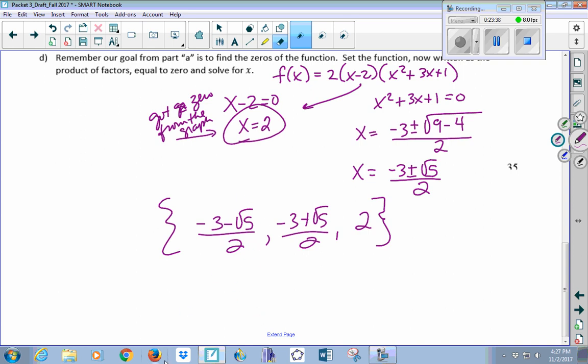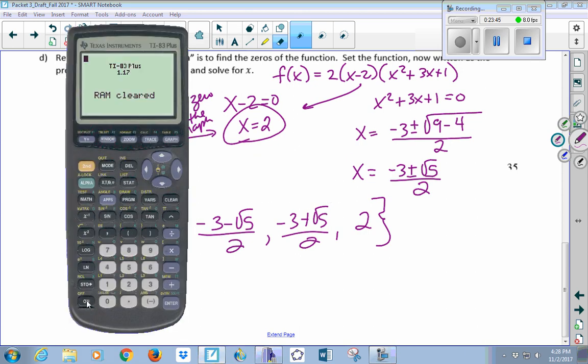So let's just make sure we're in the ballpark based on what our graph told us. So let's just see what negative 3 plus the square root of 5 looks like, all divided by 2. Negative 0.38, so that was the x-intercept really close to 0. And let's take a look at negative 3 minus the square root of 5 divided by 2.